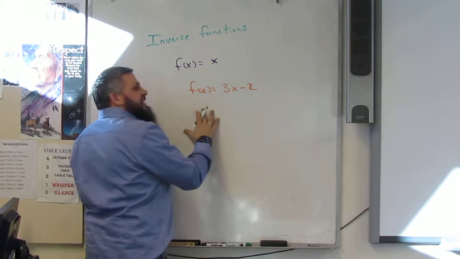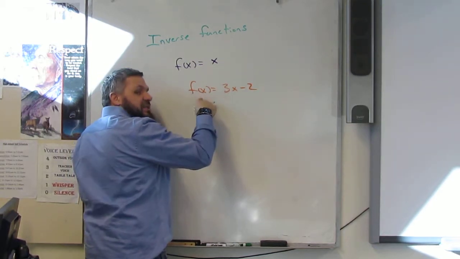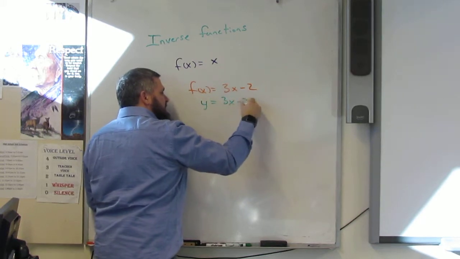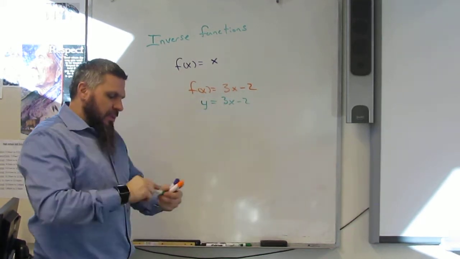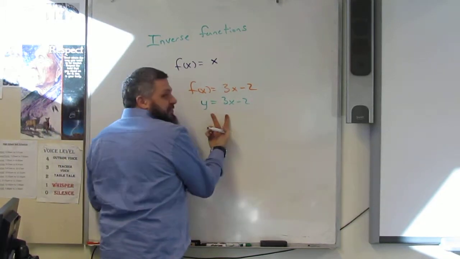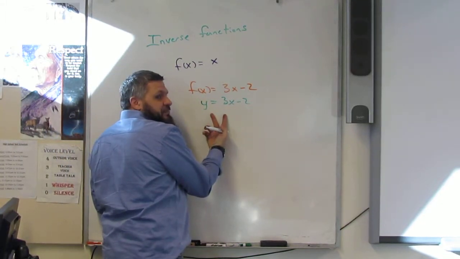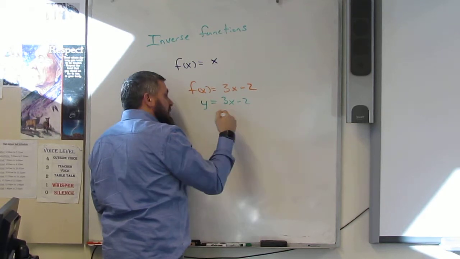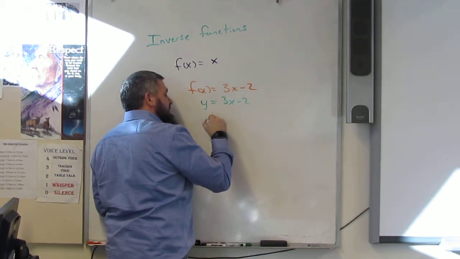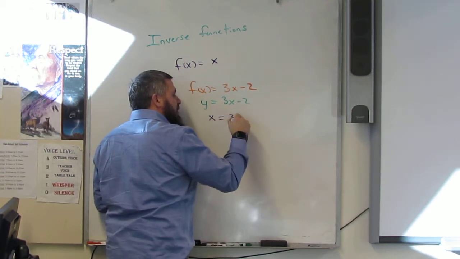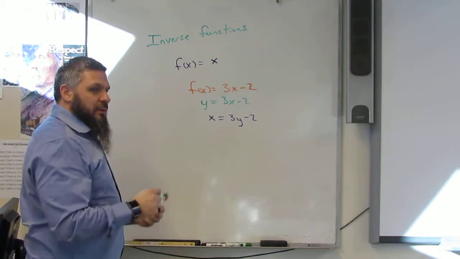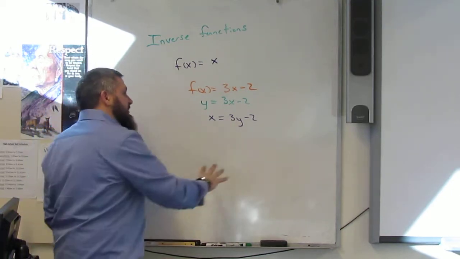Then what happens here is we change this to a y. Y is equal to 3x minus 2, right? And then switch them. Okay? So in this case, x is equal to 3y minus 2. Okay? This is your inverse function.